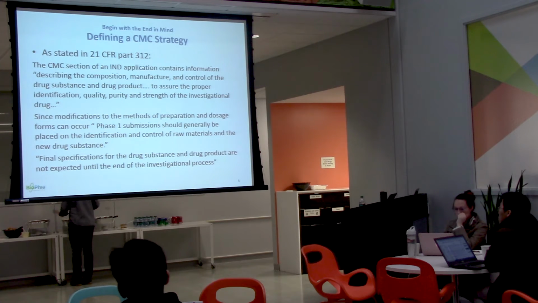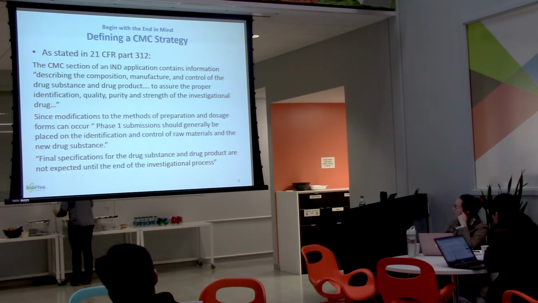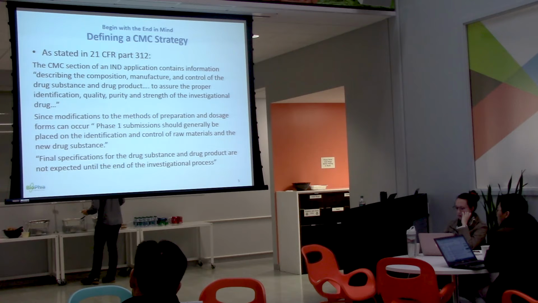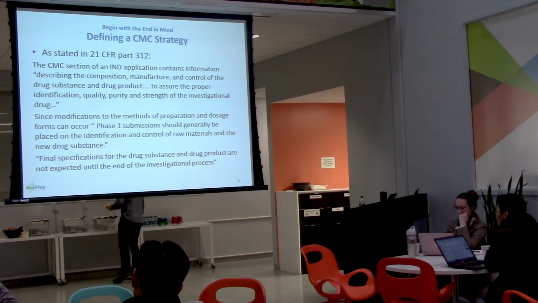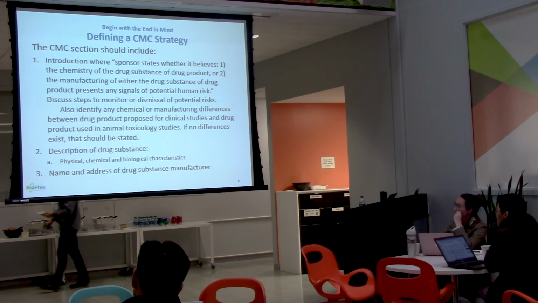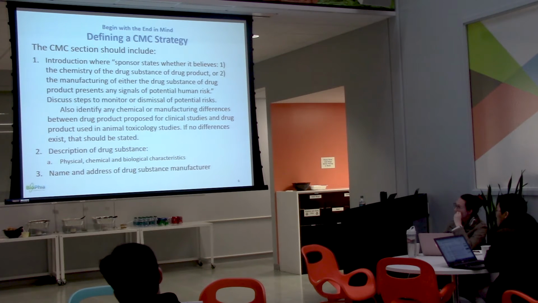And since they know that methods of preparation change, the phase 1 submissions generally are focused on the raw materials and the new drug substance. So what's this novel drug that you've got? What are its properties? But you're going to have to come up with those final specifications by the end of the clinical trial. So you need to have them. You just may not need to have them in phase 1. Next slide, then.